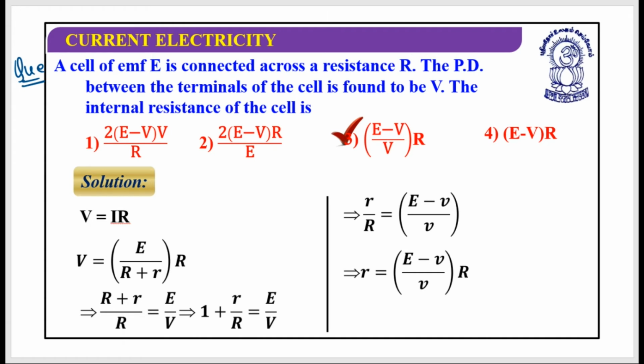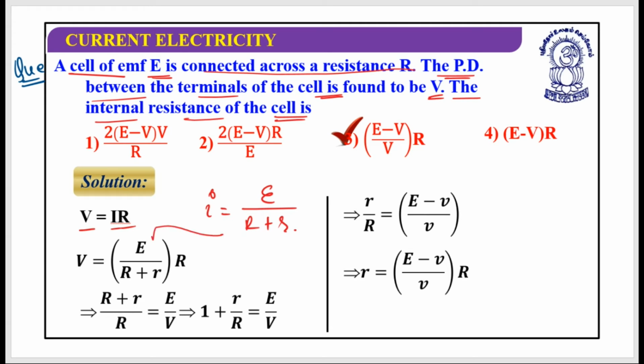What the question says: a cell of EMF E is connected across a resistance R and the potential difference between the terminals of the cell is found to be V. We need to find the internal resistance of the cell. So what I can write is V is equal to I into R. Yes, and I know that I is equal to E divided by R plus r. So let's replace the value of I. V is equal to E divided by R plus r, multiplied by R.